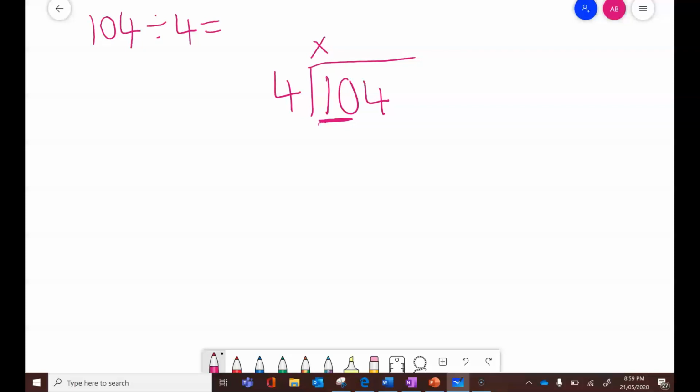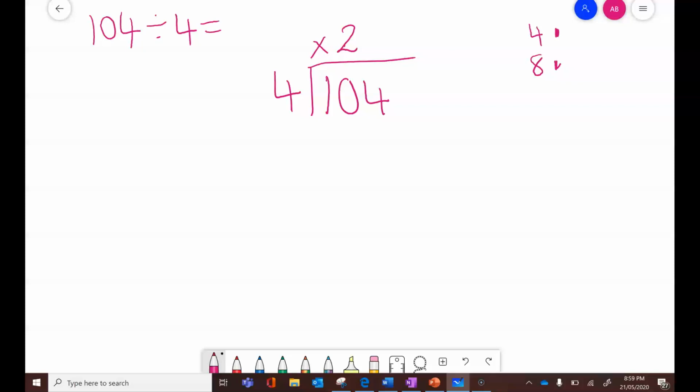So if I use my skip counting, I can use 4. Then I jump to 8. If I jump to 12, that's too many. I don't have 12, so I have to go back. The closest that I can get is 8. So how many sets of 4 was that? Well, that was 1 set of 4 and 2 sets of 4. So if I put how many sets I've managed to make on the top line, I've made 2 groups of 4.